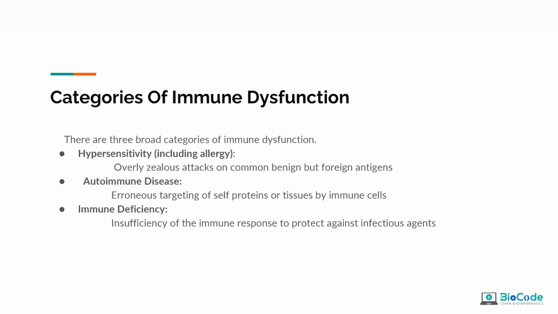Categories of immune dysfunction. There are three broad categories of immune dysfunction: hypersensitivity, autoimmune disease, and immune deficiency. Hypersensitivity is overly zealous attacks on common benign but foreign antigens. Autoimmune disease is the targeting of self-proteins or tissues by the immune cells. Immune deficiency is the insufficiency of the immune response to protect against infectious agents.